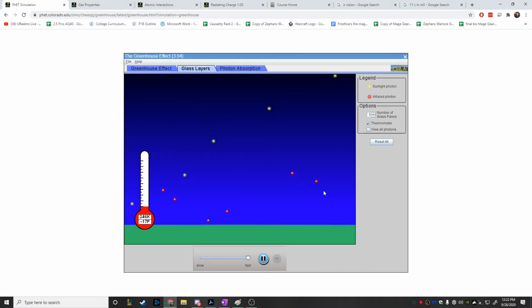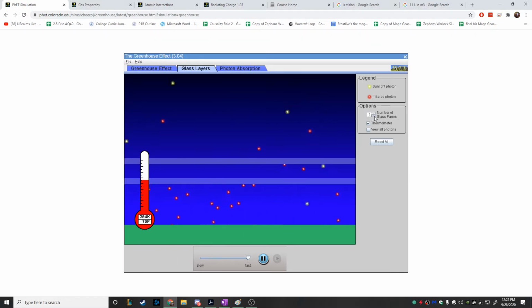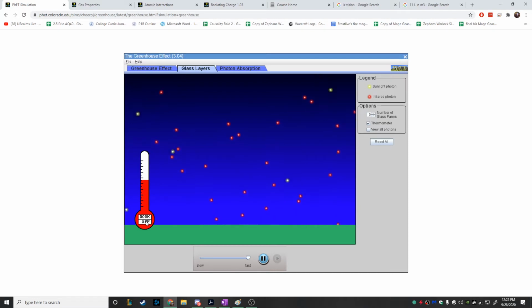What's this one? Number of... Oh, there we go. Here we go. Oh, look at that. That's kind of cool. So let's see what happens here. The temperature already got really high. Can I reset it? Okay.